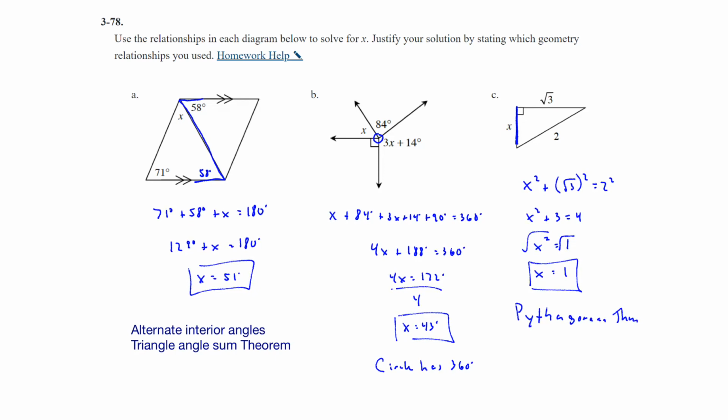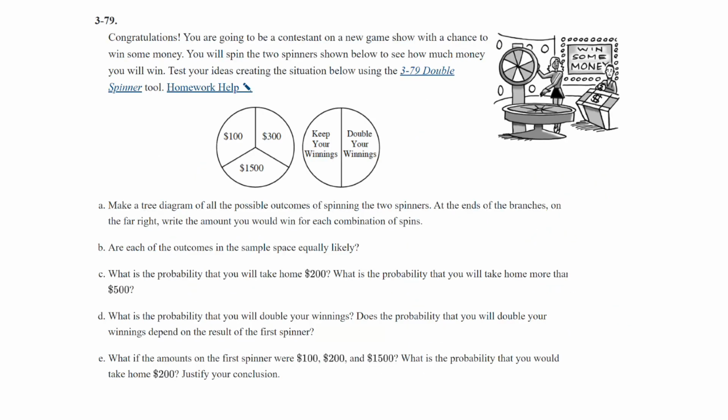And so once again, make sure you solve, but also make sure you justify your solution by stating which geometric relationship you are using. Question 79. Congratulations, you are going to be a contestant on a new game show with a chance to win some money. You will spin the 2 spinners below to see how much money you will win. Test your ideas creating the situation below using the double spinner tool, if you have access to it. Part A, make a tree diagram of all the possible outcomes of spinning the 2 spinners. At the ends of the branches on the far right, write the amount you would win for each combination of spins.